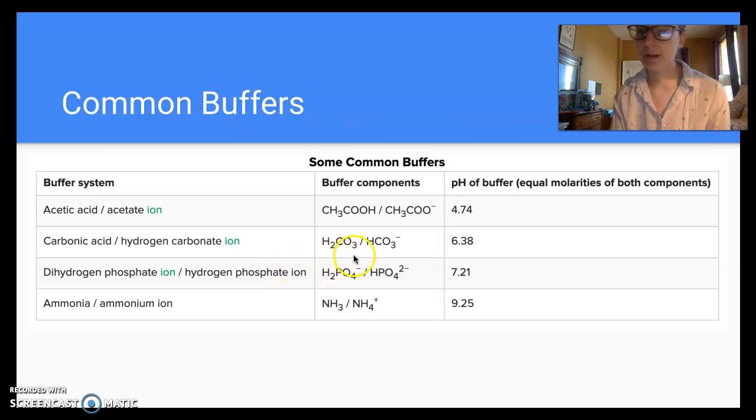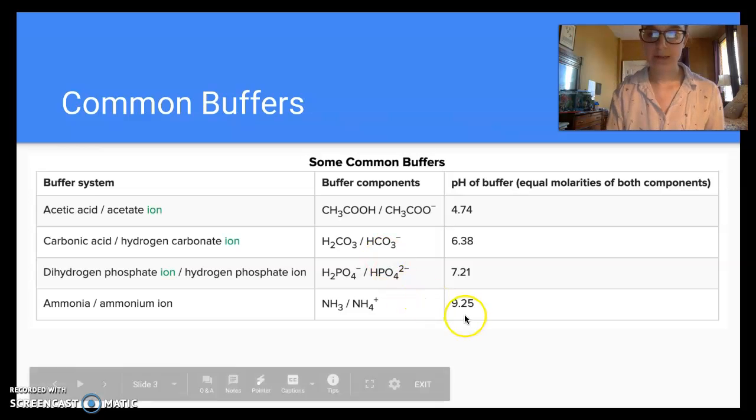Another example would be carbonic acid and the hydrogen carbonate ion. So the acid has another H versus just the ion, which is HCO3.